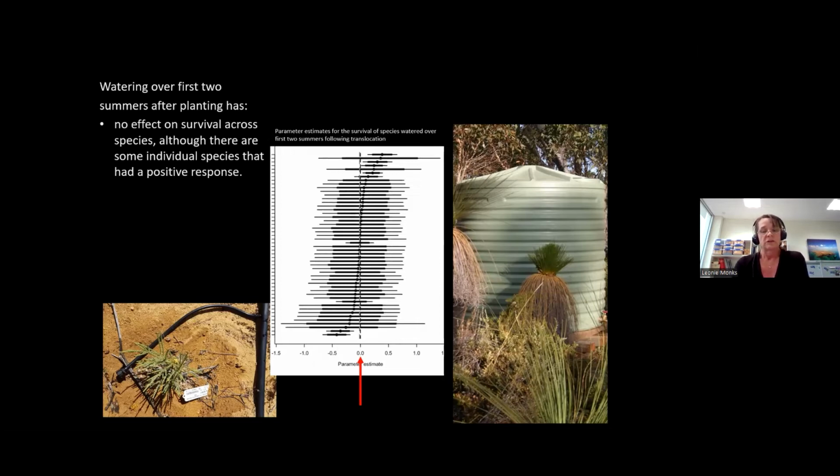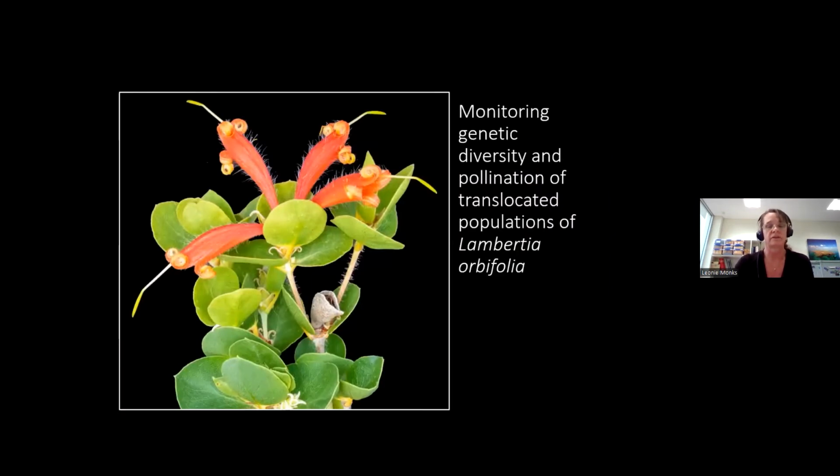So despite the negligible survival response across all species, we had such a consistently positive growth and probability of reproduction following watering, and we'd probably still view watering as a useful bet hedging strategy given the rarity of these species.